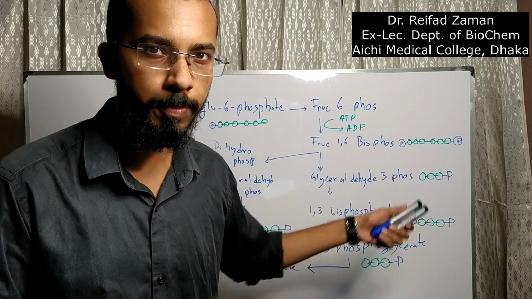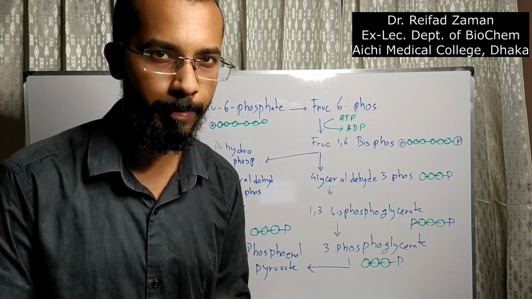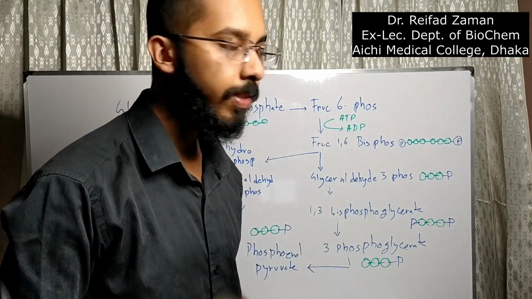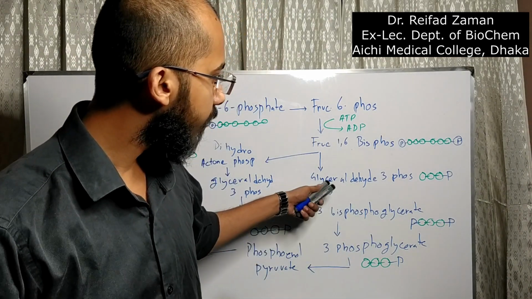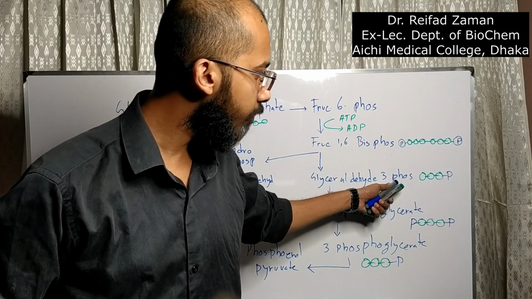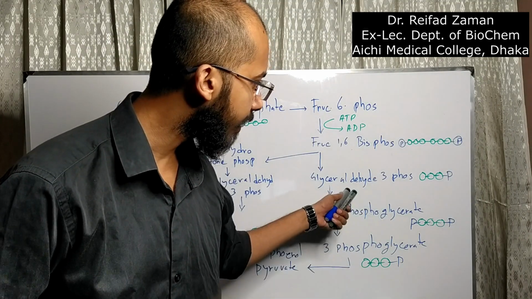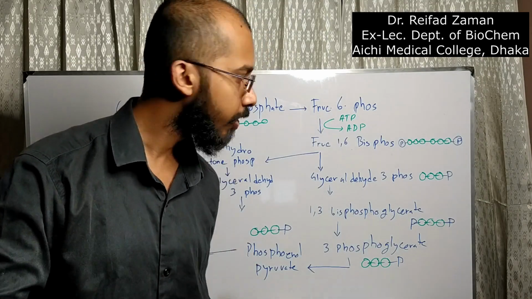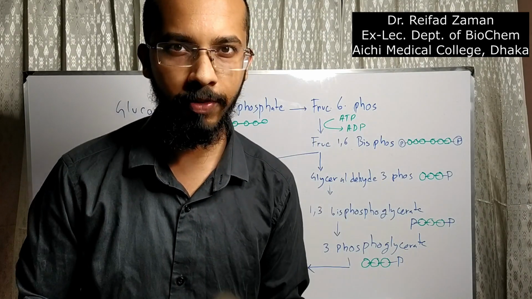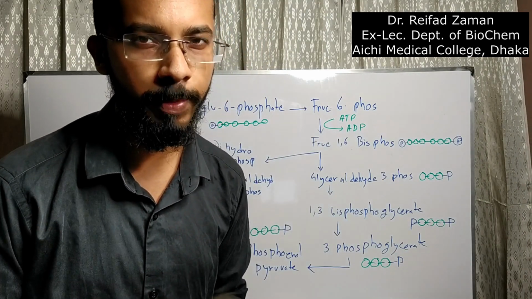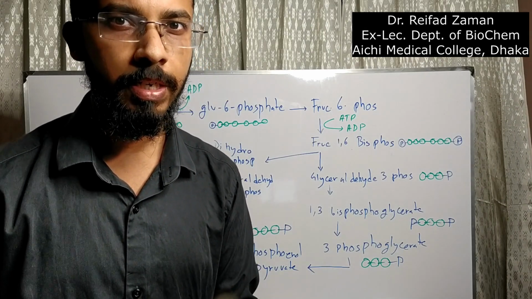Here the number of carbons and the number of phosphates are still balanced. Over here, however, some changes do occur. As you can see, the glyceraldehyde 3-phosphate becomes another bisphosphate. So somewhere along the line, a phosphate has been added to the glyceraldehyde 3-phosphate. So where does this phosphate come from? Does it come from another ATP?